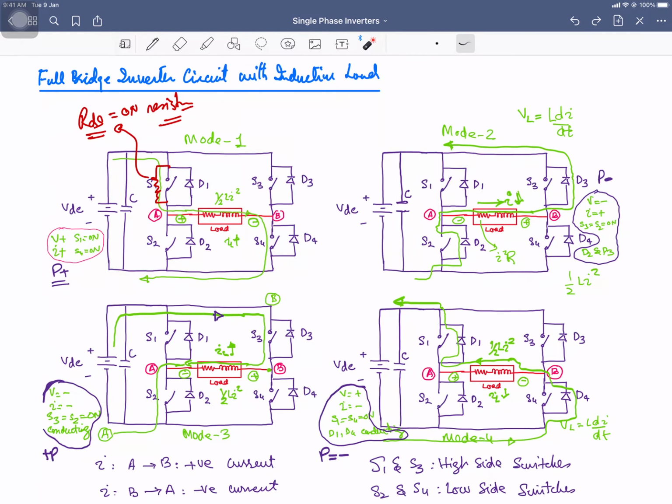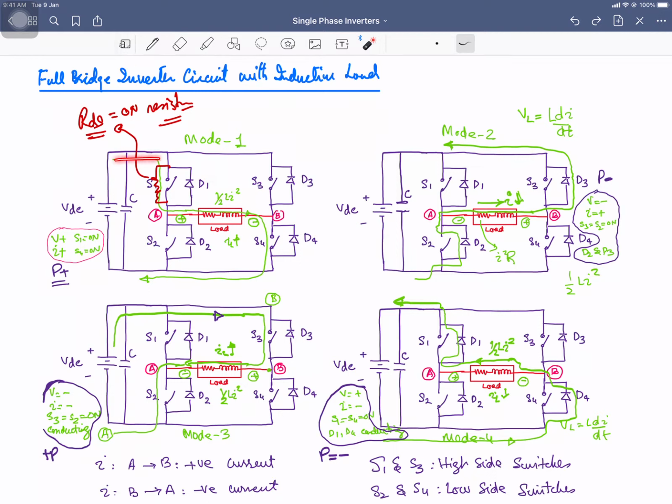When you turn off any one of these switches, S1 or S4 or both of the switches, and how to turn off? By removing the gate voltage. So what is going to happen? The energy that was stored in this inductor, that is half L i square, will force this inductor to act as a source.